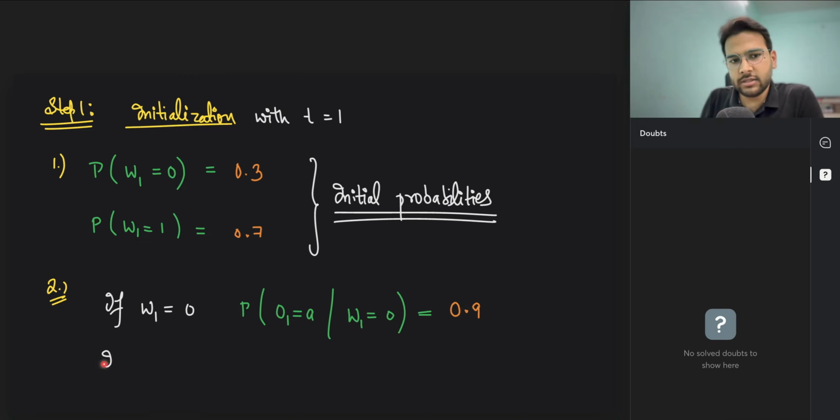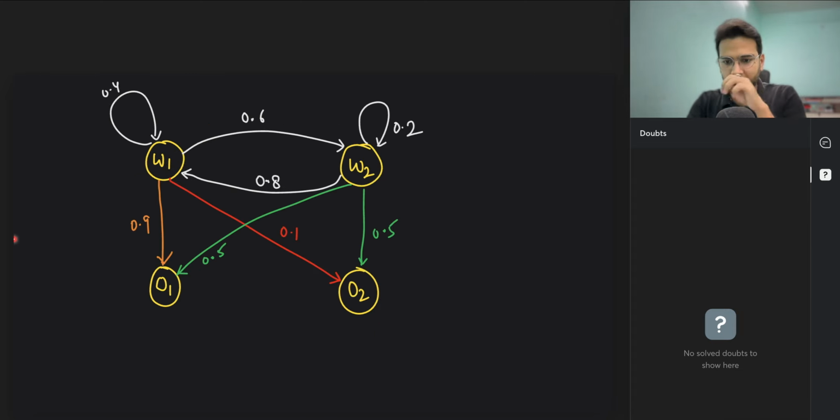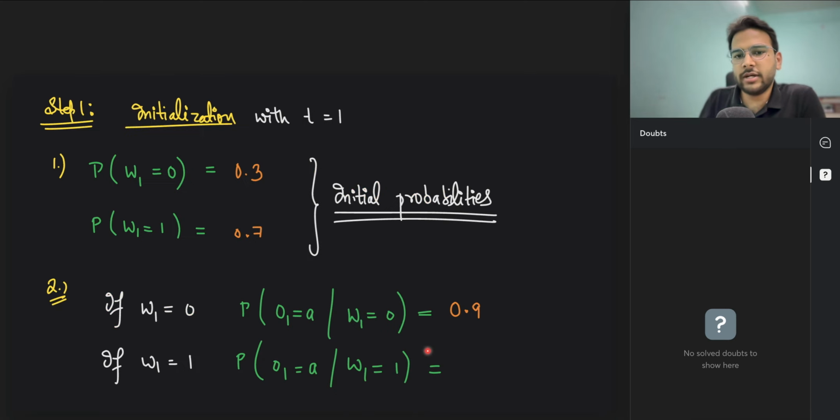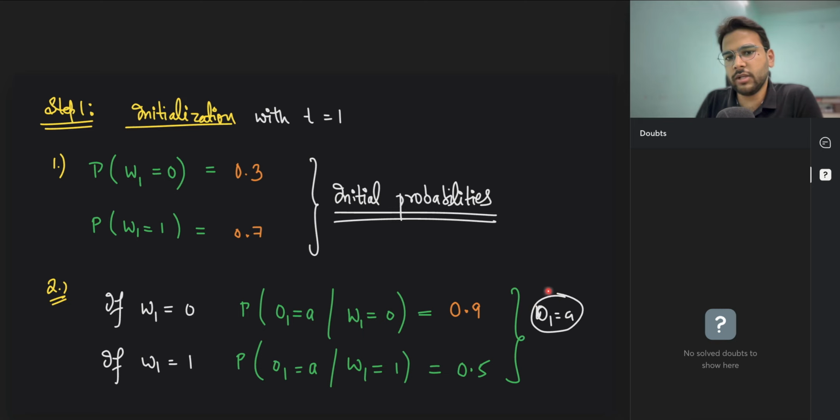Fine. What else? If W1 is equal to 1, then what is the probability of O1 equal to A given W1 equal to 1? Can you tell me? Then it is 0.5, correct? Yes or no? Correct. So then it is 0.5. Clear? So these are the observed probabilities when O1 is equal to A.